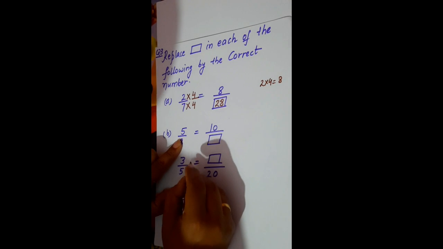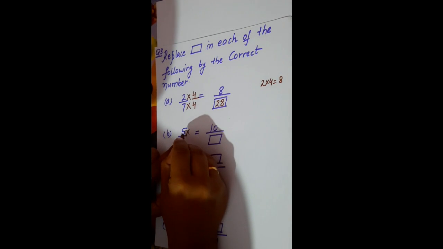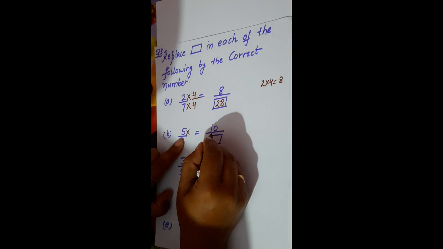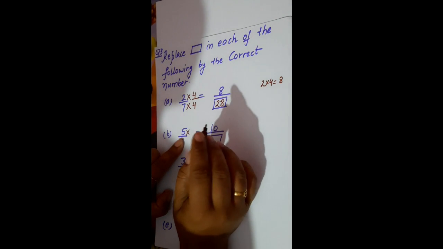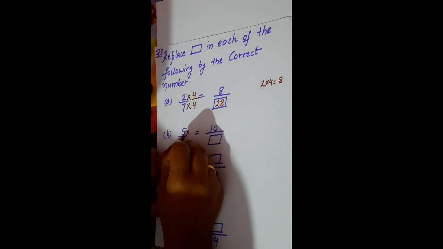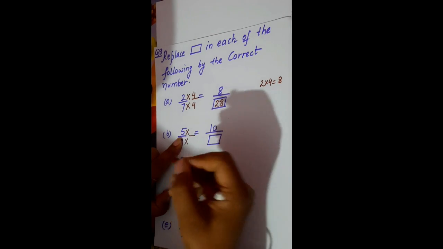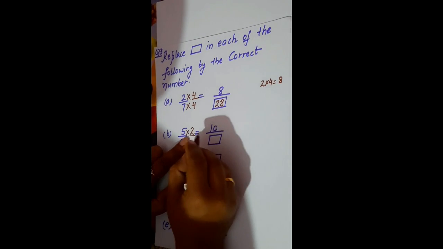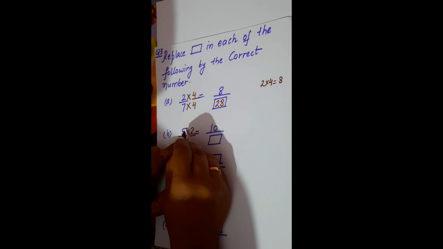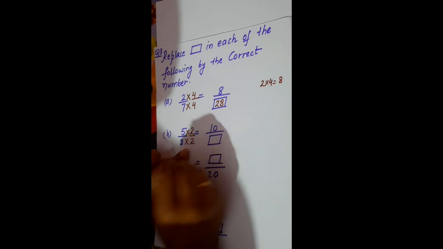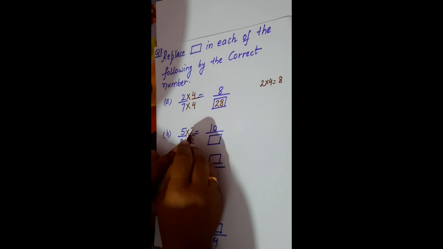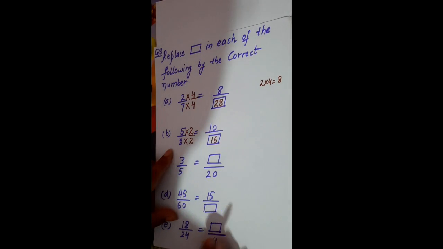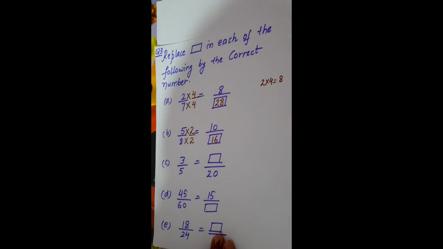Now next I have 5. So 5 and 10. It means you will get a number by which you multiply so that you will get 10. So by which number you multiply 5 so that you will get 10? 5 2s are 10. If you multiply by 2 in the numerator, you have to multiply by 2 in the denominator also. 5 2s are 10. 8 2s are 16. So my next answer is 16.